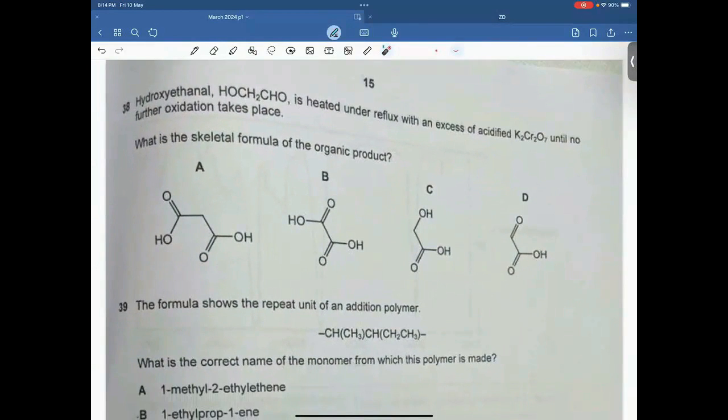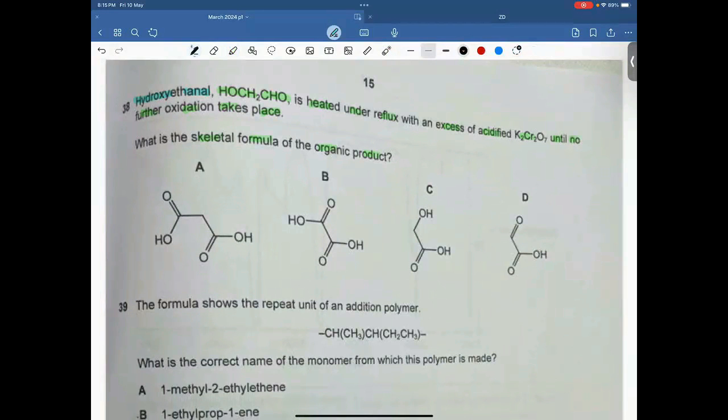Oh, question 38. Hydroxyethanol. That functional group means it has a primary alcohol and an aldehyde functional group. So this compound has two different functional groups. The first one is primary alcohol and the other one is aldehyde. It is heated under reflux with an excess of acidified potassium dichromate(VI) until no further oxidation takes place. What is the skeletal formula of the organic product formed?